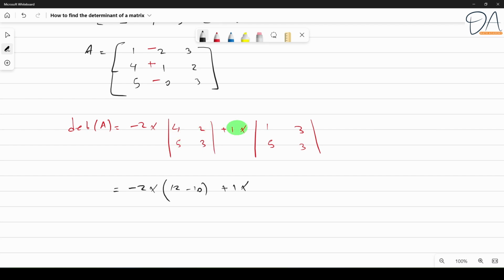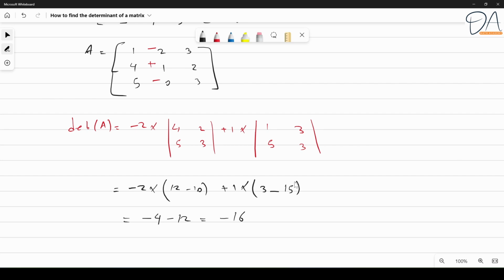Plus 1 times the second determinant, which is 1 times 3, 3 minus 5 times 3, that is 15. So 12 minus 10 gives you 2. 2 times minus 2 gives us minus 4. 3 minus 15 gives us minus 12. Times 1 gives us minus 12. So minus 4 and minus 12 gives us minus 16.